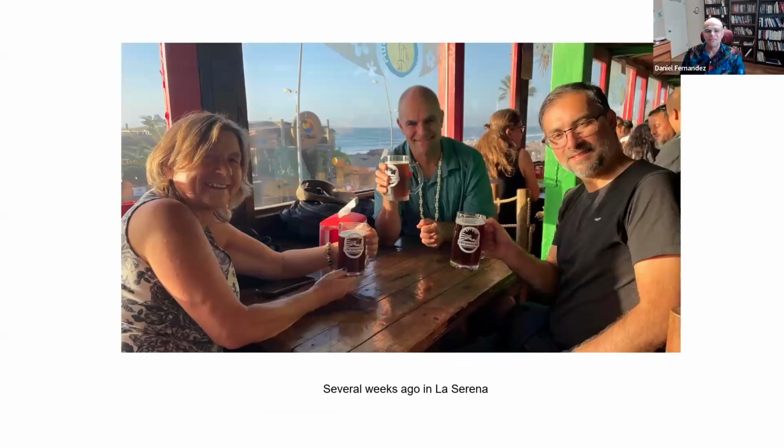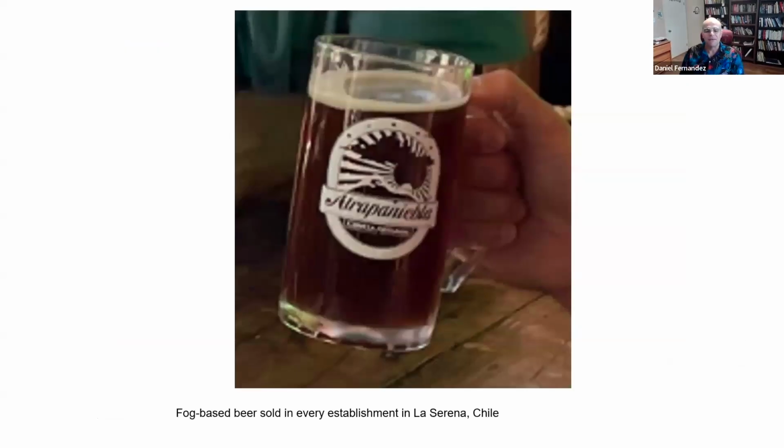And then there's a picture of myself and two of my colleagues in Chile at a restaurant, and the cups that we're drinking from are labeled Atrapa Niebla. And Atrapa Niebla is a type of beer that's sold in pretty much every establishment in this city in central Chile. And Atrapa Niebla means fog catcher beer, essentially. So it's beer made from water captured from fog.